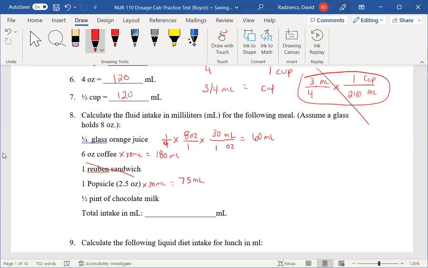And then a 1/2 pint of chocolate milk. I think we did the 1/2 pint up there, but remember, 1/2 pint is the same thing as what? 1 cup. So this is just 240 milliliters. Then you would just add those all up. So I would take my 60 plus 180 plus 75 plus 240, and I'd get 555 milliliters as my total amount.